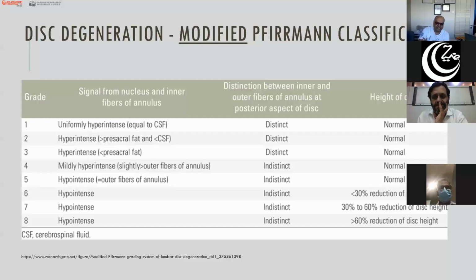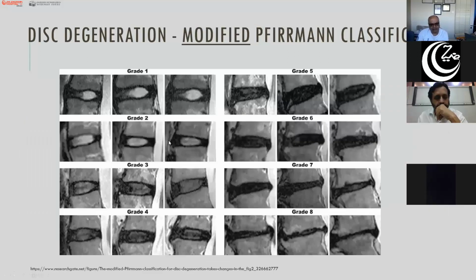Griffiths 3, 6, and 7, where there is reduction of height up to 30% or 30 to 60%. So physical reinstating of the disc height, maybe interspinous devices work very well. When you come up to Fuhrmann 5, which is Griffiths 7 or 8, where there is major loss of disc height, usually spinal fusion works well in them.